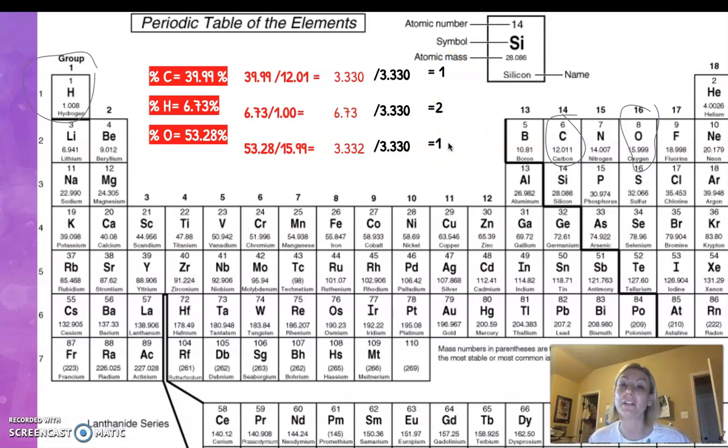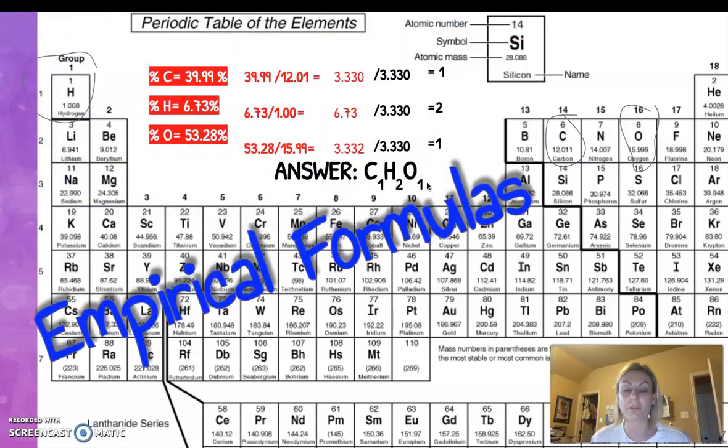Now, I need to write a formula based off of this. This tells me my subscript for my carbon. This number tells me my subscript for my hydrogen. And this number tells me my subscript for my oxygen. So if I were to write this all out, I end up with C1H2O1, or you can just have CH2O, because remember, you don't have to write the ones. I do encourage you to write the ones just for today, just so you can kind of see this. And this is how we do empirical formulas.